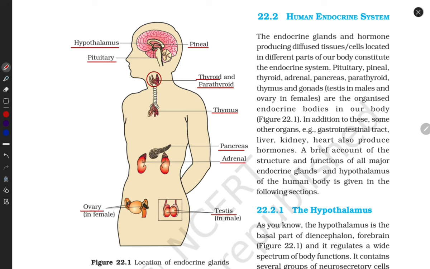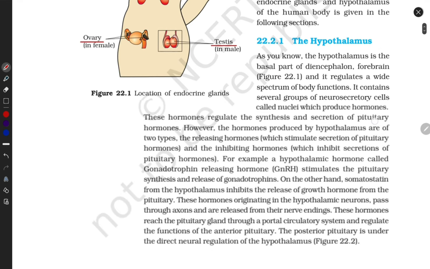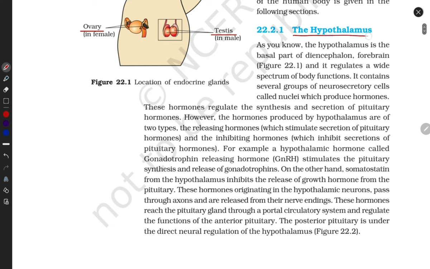Alright guys, let's start with our first gland, the hypothalamus. Where is this part located? It is located in the forebrain. Our brain is divided into three parts: forebrain, midbrain, and hindbrain. The hypothalamus is located in the forebrain at the basal part of the diencephalon.